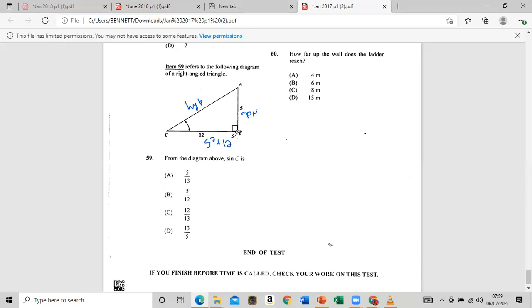Grade 9 students learning about the 8. So it's 25 plus 144. That gives you 169. And then we find the square root of 169, which is 13. So it's opposite over hypotenuse, so it's 5 over 13, so it's 8.